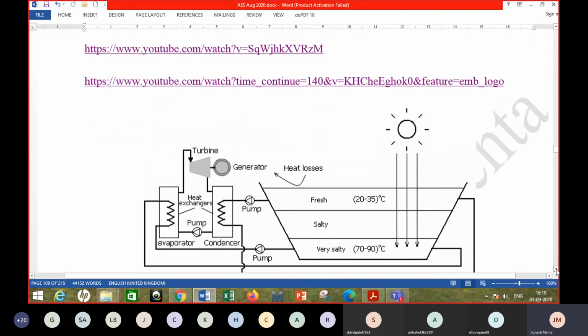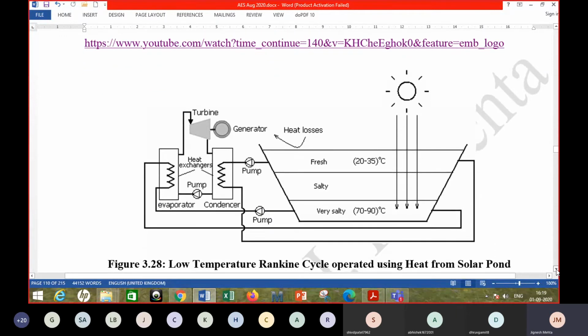So these two videos provide you those things, and this diagram explains how you can use the solar pond for running a low temperature Rankine cycle. So the hot salty water is utilized in a boiler, and then you boil the organic chemical or organic material, and then you run a turbine with that to generate electrical power, and then it is again condensed, and probably you can use the fresh water for that purpose from the same pond. So the Rankine cycle is run with the help of that.